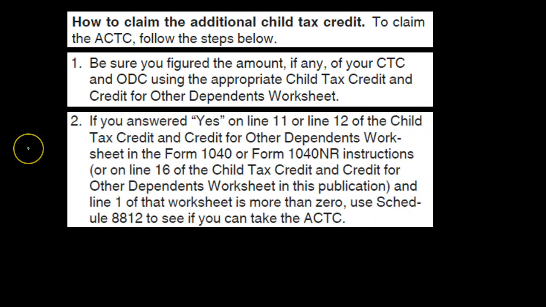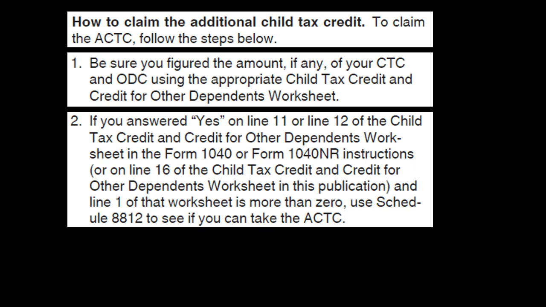Number 2, if you answered yes on line 11 or line 12 of the child tax credit and credit for other dependents worksheet in the Form 1040 instructions, or on line 16 of the child tax credit and credit for other dependents worksheet in this publication, and line 1 of the worksheet is more than 0, use Schedule 8812 to see if you can take the ACTC, or additional child tax credit.